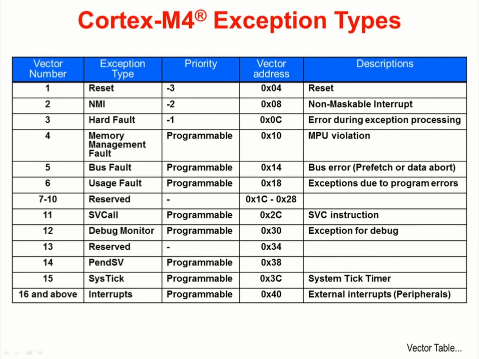A memory management fault is caused by a memory protection unit violation or an invalid access, such as an instruction fetch from a non-executable region. Bus faults are an error response received from the bus system caused by an instruction prefetch abort or a data access error. Usage faults are caused by invalid instructions or invalid state transition attempts. SV call is a system service call via the SVC instruction. Note that the priority is programmable for most of these faults.